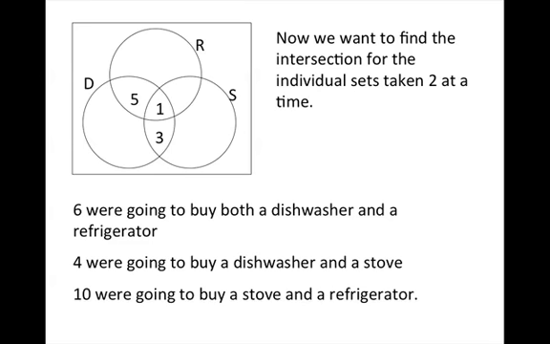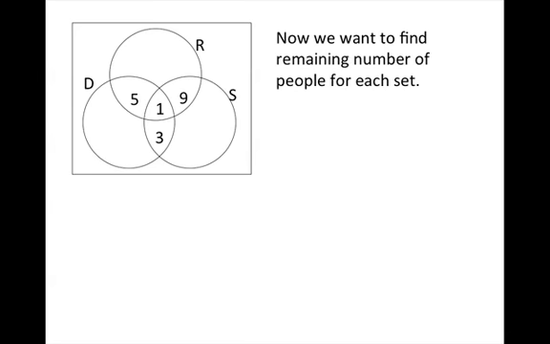Finally, 10 are going to buy a stove and a refrigerator. So in the intersection for S and R, I'm going to have 10 people. That intersection already contains 1 person, so I have 9 left.